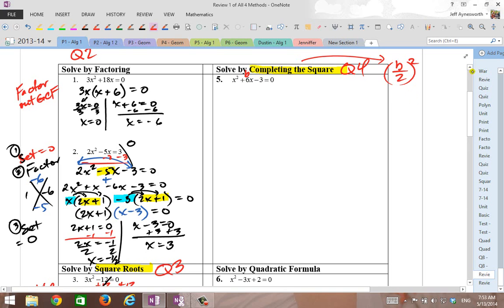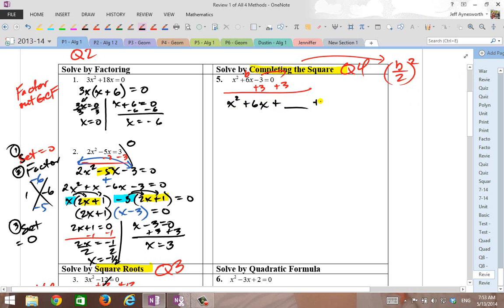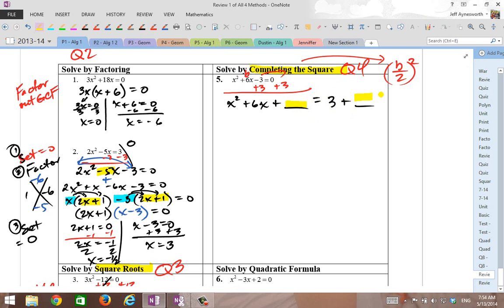Okay, let's do a little side work here. First of all, we're going to get the constant on the right. We're going to add 3 on both sides so we can complete the square. So we have x squared plus 6x plus something, leave space, equals 0 plus 3, which is 3. Put an equal sign there, sorry. Equals 3 plus something. Remember, whatever you add to the left, you add to the right. You got to do that balancing act. You got to do the same thing on both sides of the equation.